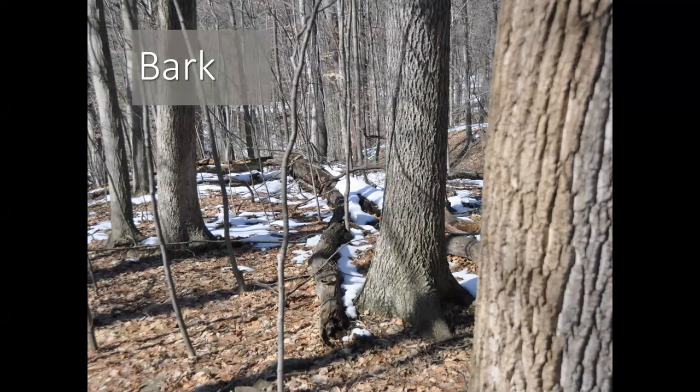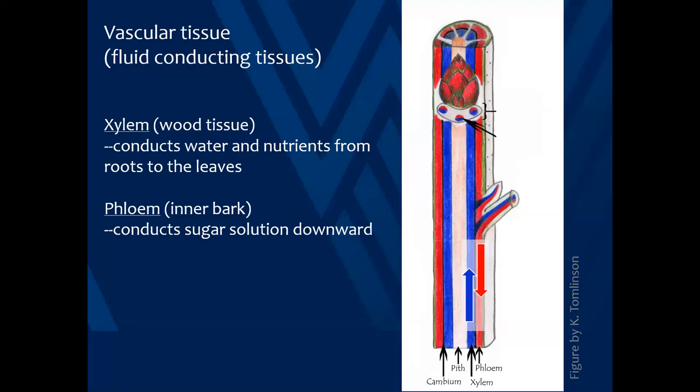So foresters really rely on these trunk and stem attributes not only for tree identification, but also to assess stem quality. And sometimes these two things go hand in hand. To take a look at the importance and variability of bark, it's really important to be able to look inside and understand what's going on.